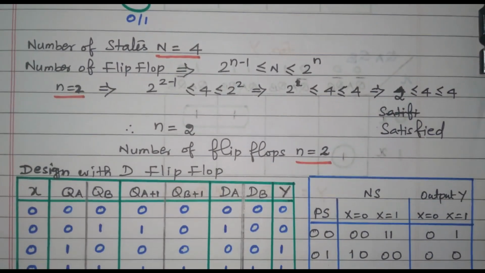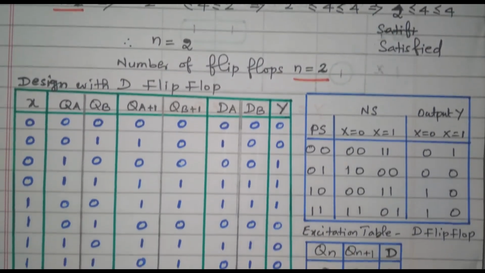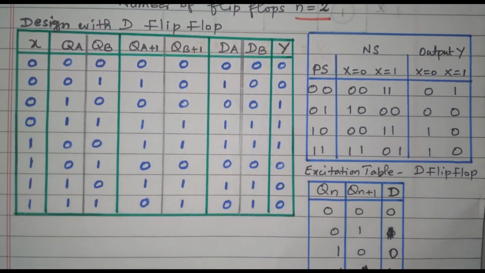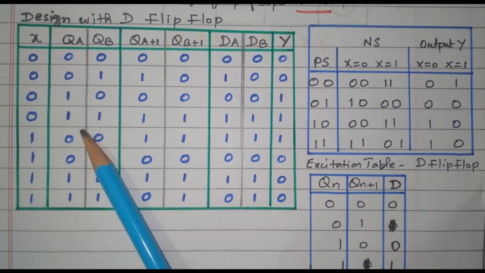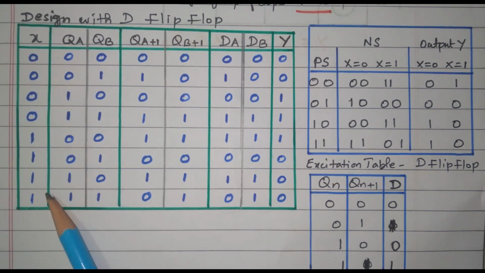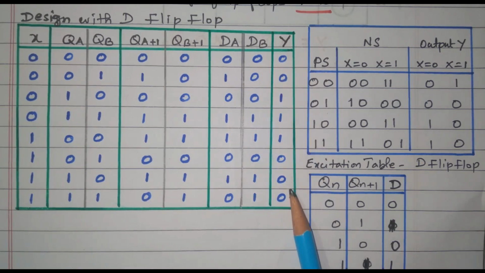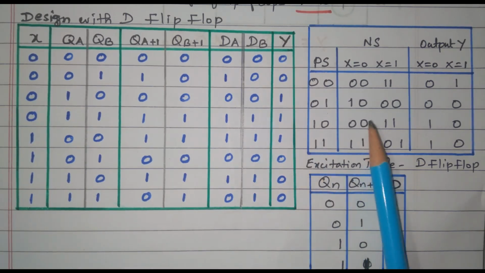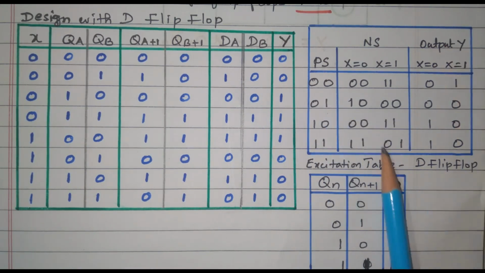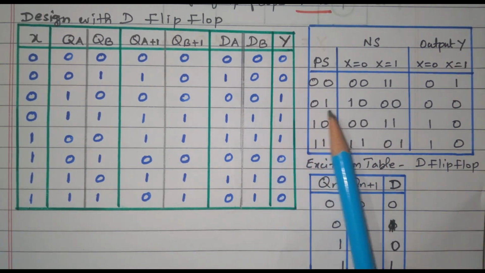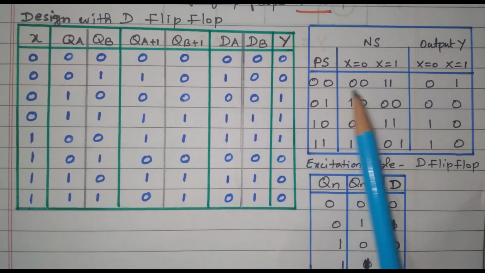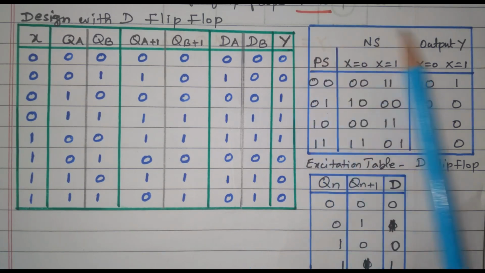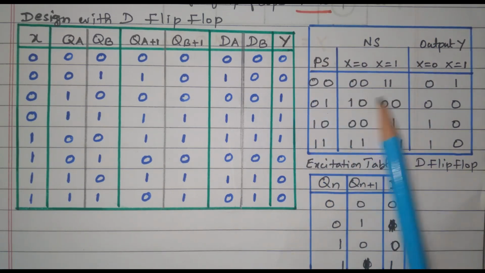I will go to this table. So, this is the excitation table. It has input x, output y, which are already available in the table. This is the state table we discussed. I drew it again in order to analyze, because this excitation table is designed from the state table. So, I drew the state table again, right.